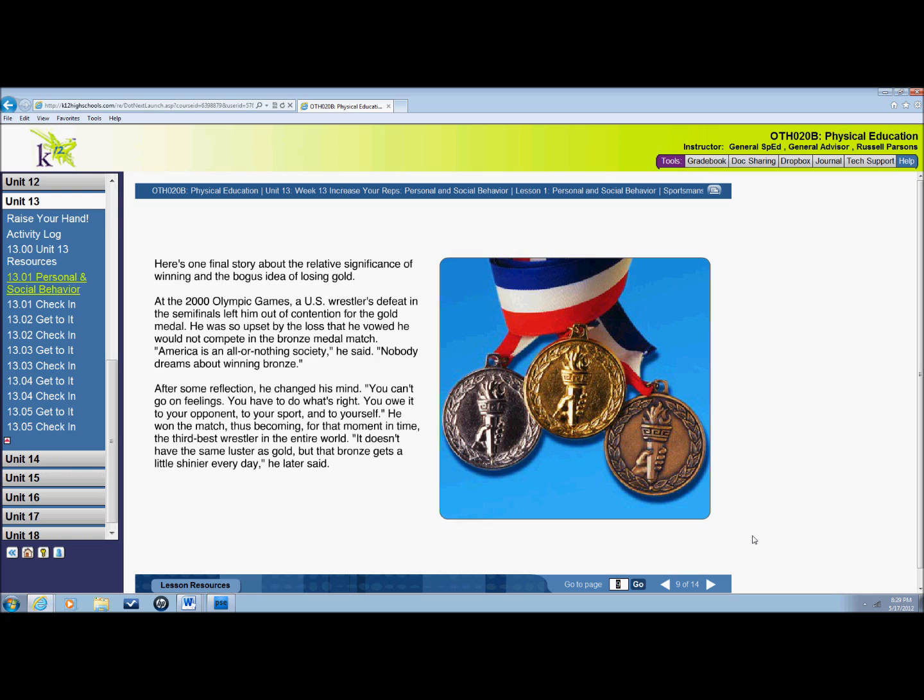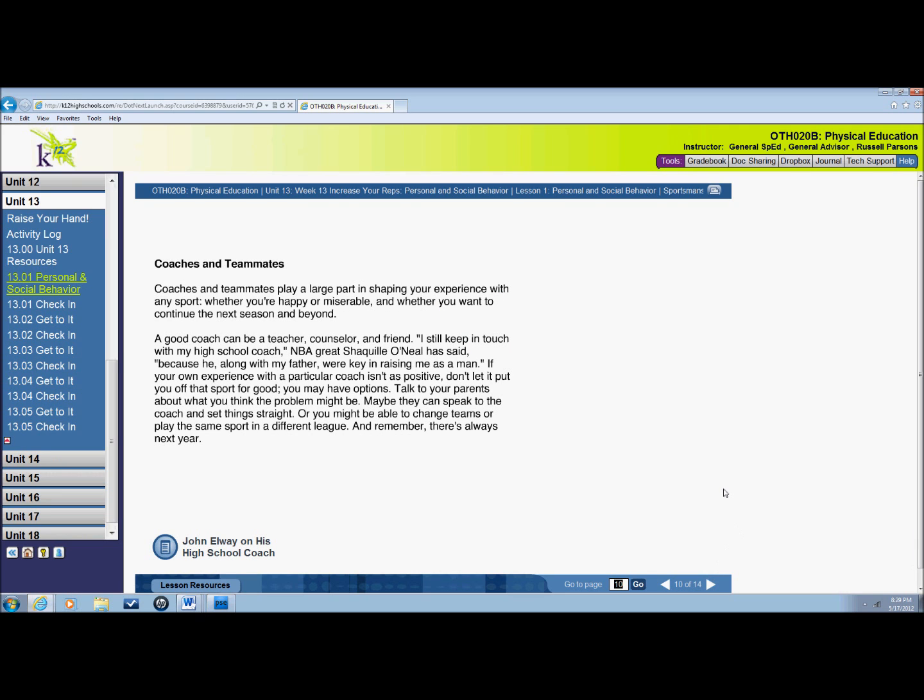And this page's picture basically has the three Olympic medals: silver, gold, and bronze. So, next page. Okay, so the heading for this is Coaches and Teammates.